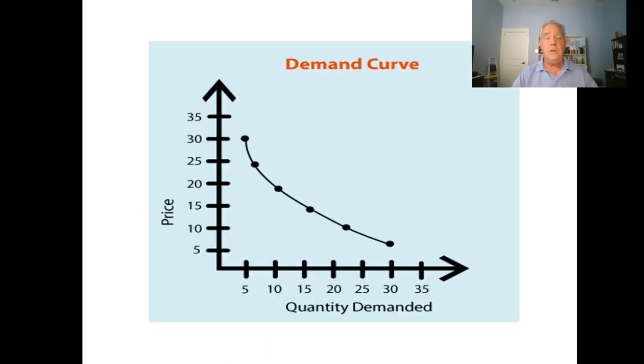Okay, here's our demand curve. You look at it at $30, I'm only going to buy 5. At $25, I may buy 7, 7.5. At a little bit more than $15, I'll buy a little bit more than 10.